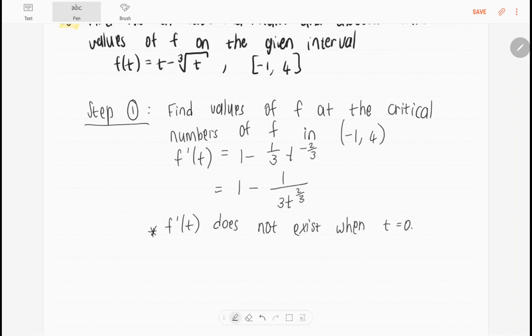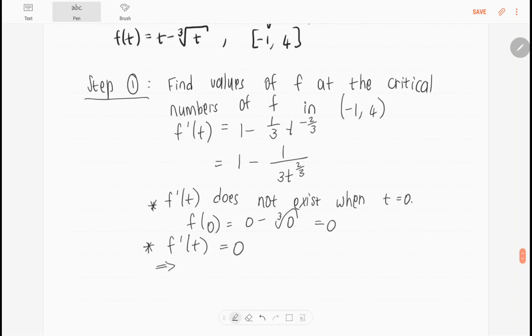So what we want to do now is find the value of f at 0. So it's 0 minus the cube root of 0, which is 0. Next, we want to find where the derivative equals 0.